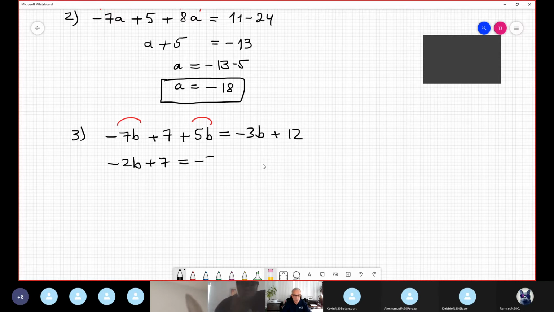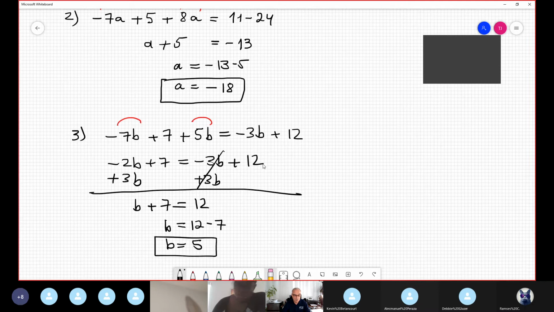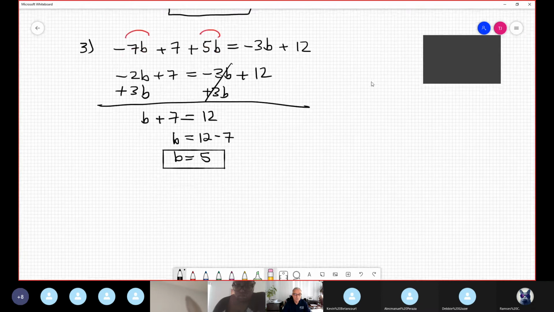Guys, step by step. Now I move, or bring, 3b to the left-hand side because I want to combine like terms. So you add 3b here, 3b here. This is 1b because 3 minus 2 is 1, plus 7 equals. This cancels out. That was the intention. And bring down 12. Finally, b is equal to 12 minus 7, which is 5. Final answer. Any question?